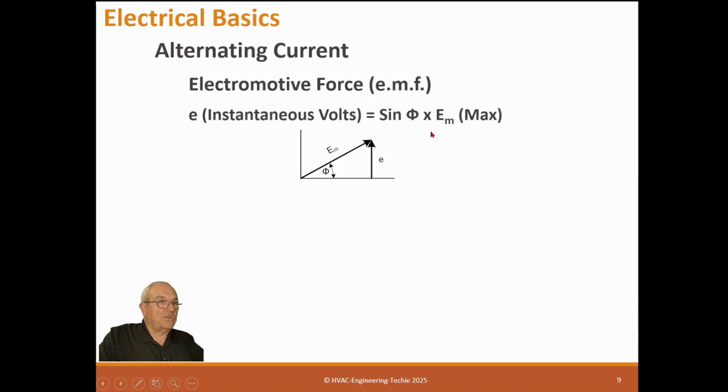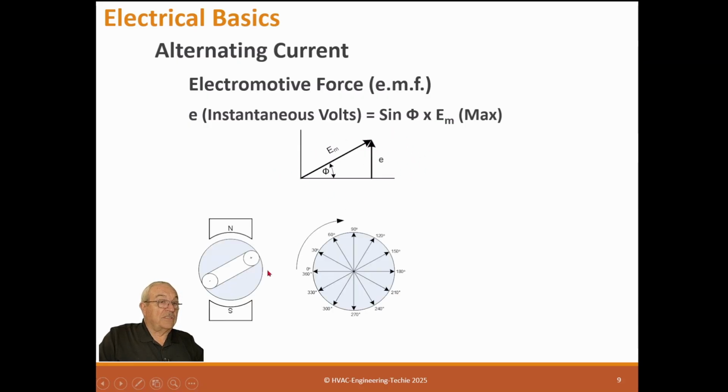What is electromotive force? The instantaneous volts is represented by the sine of this angle times E, and that is basically the equation for instantaneous volts. If you have a generator turning this direction, it starts at the top at zero angle, rotates to 90 degrees, then goes down to 180 degrees, and then goes on and back to zero when it gets back up to here. That's the name of the process.